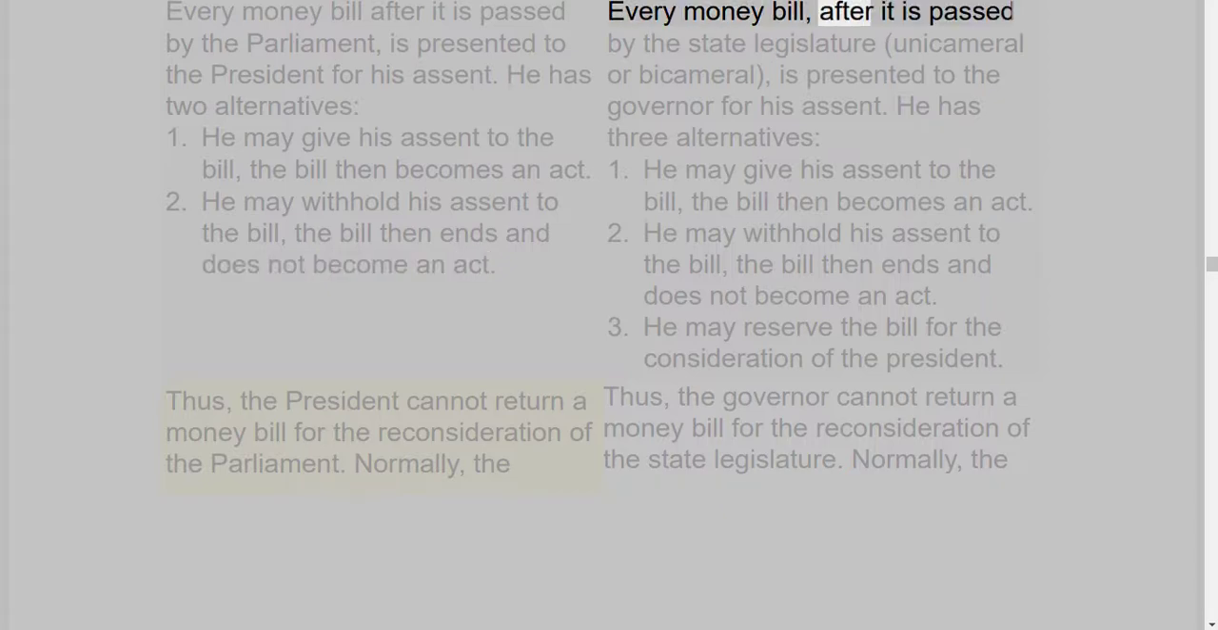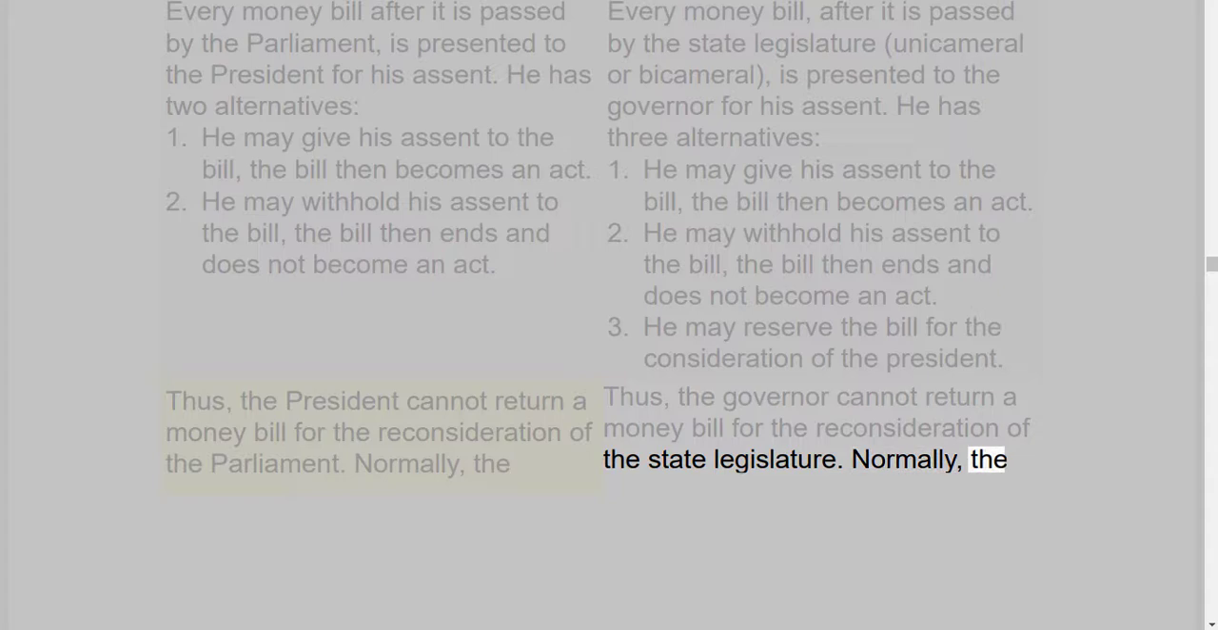Every money bill, after it is passed by the state legislature, unicameral or bicameral, is presented to the Governor for his assent. He has three alternatives. 1. He may give his assent to the bill, then it becomes an act. 2. He may withhold his assent to the bill, then it ends and does not become an act. 3. He may reserve the bill for the consideration of the President. Thus, the President cannot return a money bill for the reconsideration of the Parliament. Thus, the Governor cannot return a money bill for the reconsideration of the state legislature.